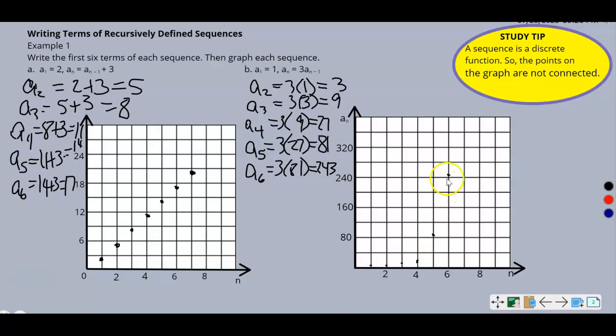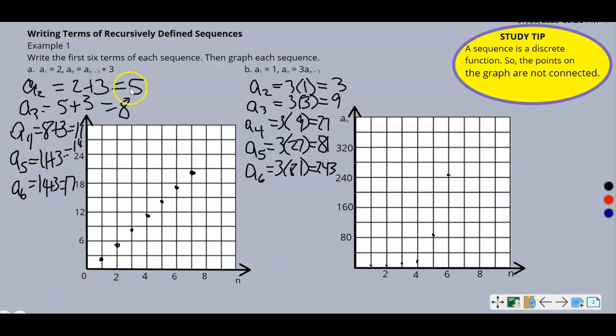So you can see that these are discrete points, right? It says a study tip: a sequence is a discrete function, so the points on the graph are not connected. You can see that it kind of makes an exponential growth curve. It is going to be an exponential growth curve, but we don't connect the dots here. We just put these on here as discrete points on a graph.